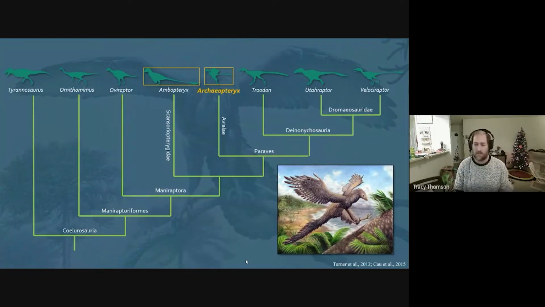So a little bit of the setup, specifically with Archaeopteryx. Archaeopteryx is widely regarded as one of the first birds, definitely one of the first avialans, and it has a really close relationship to the deinonychosaurian dinosaurs, so things like Utahraptor, Troodon, and Velociraptor. But it also is related to this other group that I want to point out, the Scansoriopterygidae, and one of those species being Ambopteryx. And these are a really weird group of dinosaurs that evolved close to the origin of birds, and we'll come back and talk about them a little bit later as well.